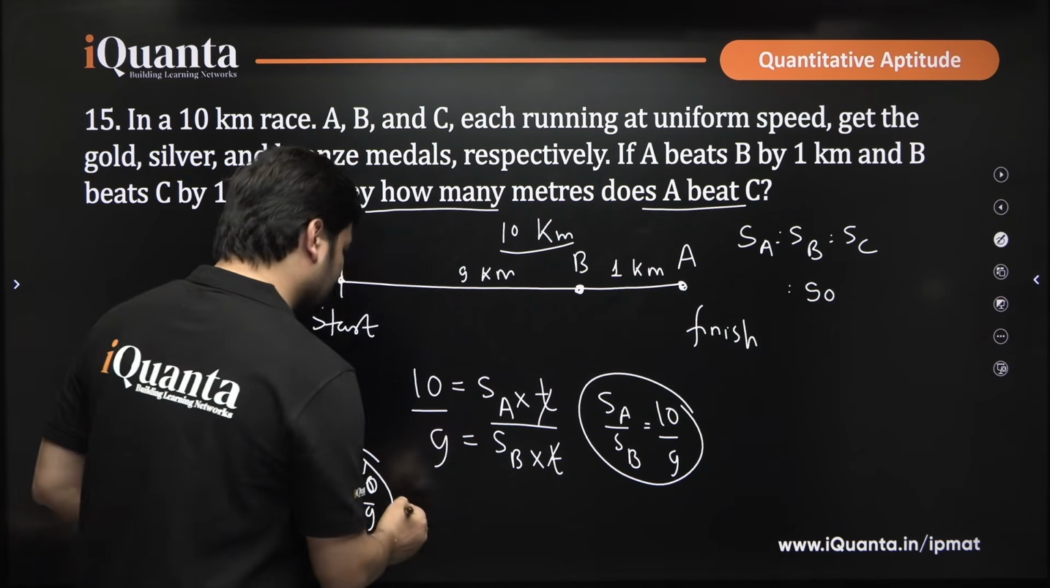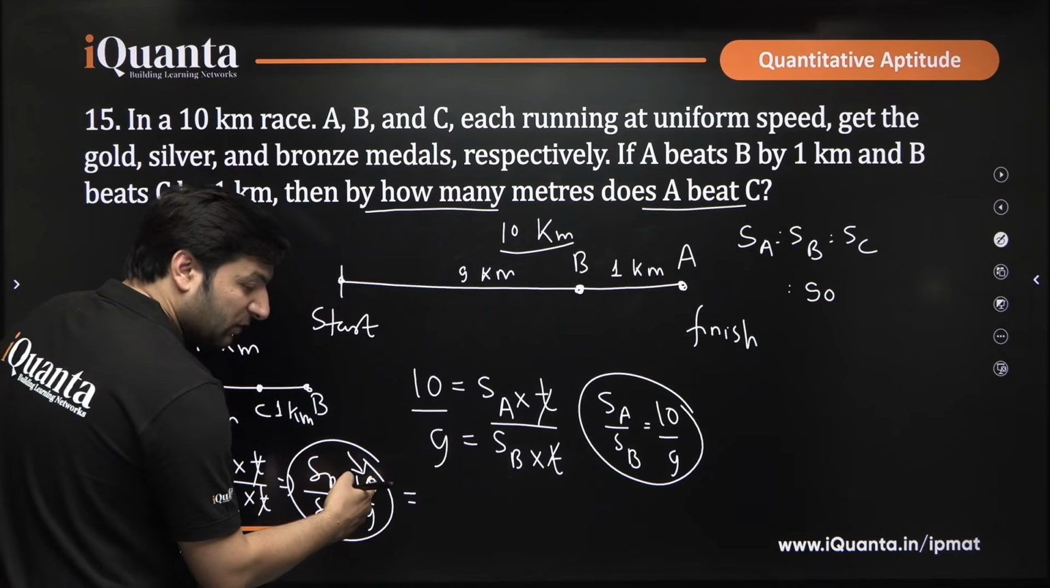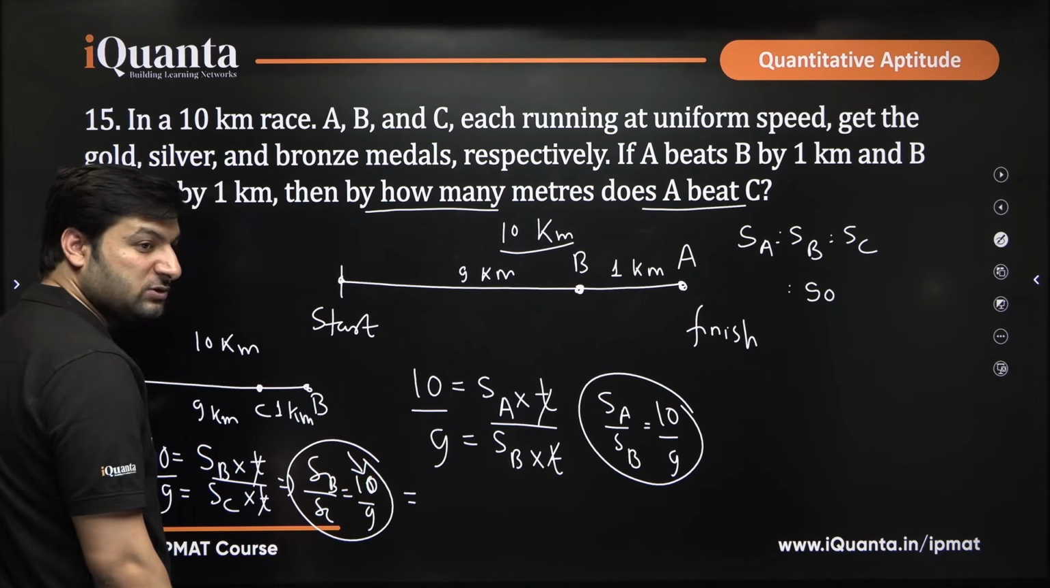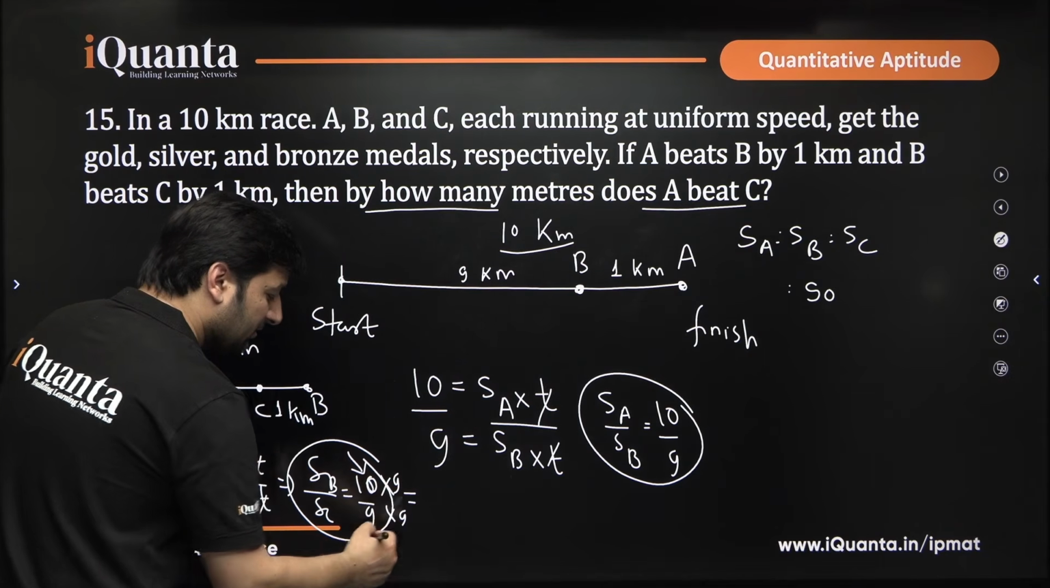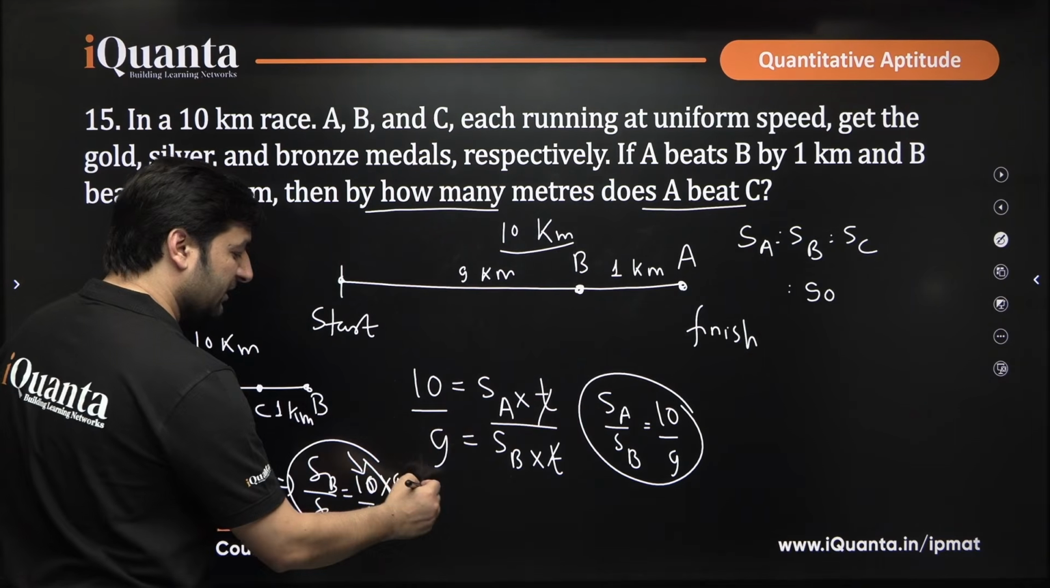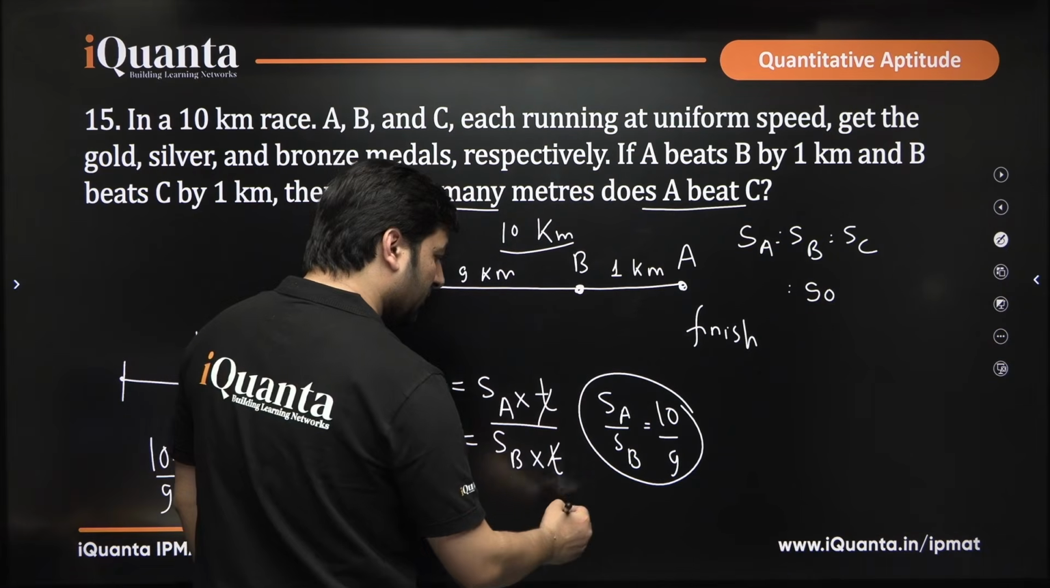So, or you can say that if you have to make SB 90, you will multiply this 10 by 9. If you multiply the numerator by 9, the denominator should also be multiplied with 9. So multiply both by 9 because you have to make SB as 90 in both the equations. So, 10 into 9 is 90 and 9 9s are 81. Okay, and here what do you get?